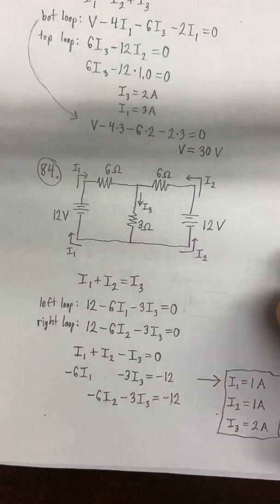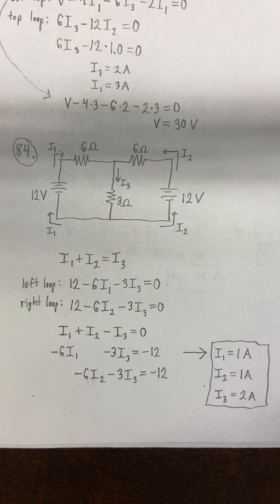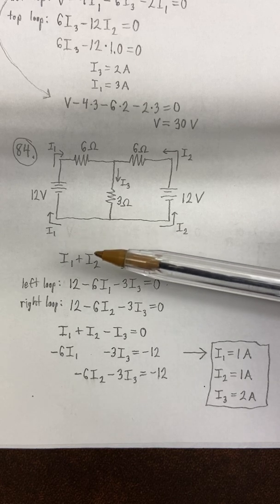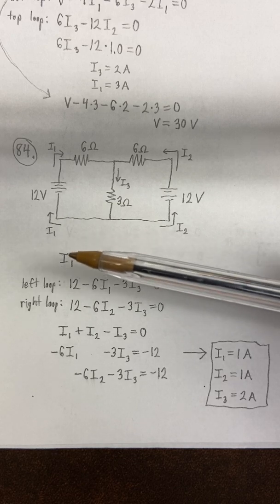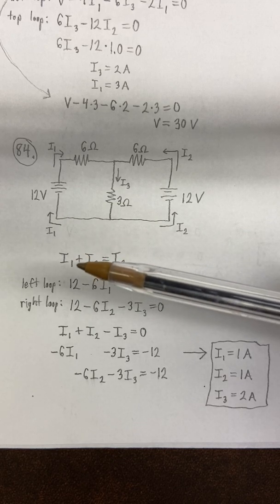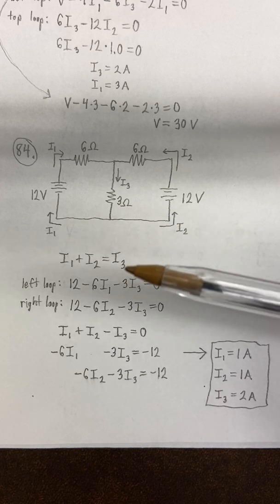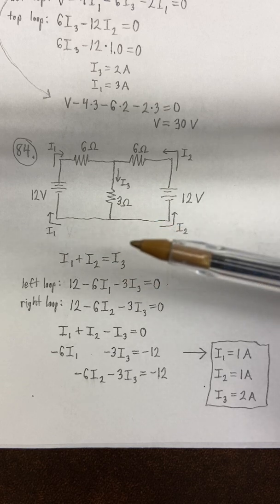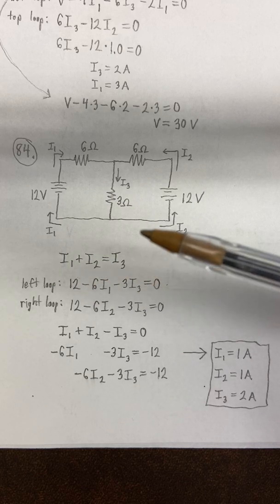Okay, number 84. We are asked to find the branch currents, and so we're going to use Kirchhoff's rules. Our branch rule equation is I1 plus I2 equals I3. We can call that junction rules, probably better. So I1 plus I2 equals I3 according to the junction rule.